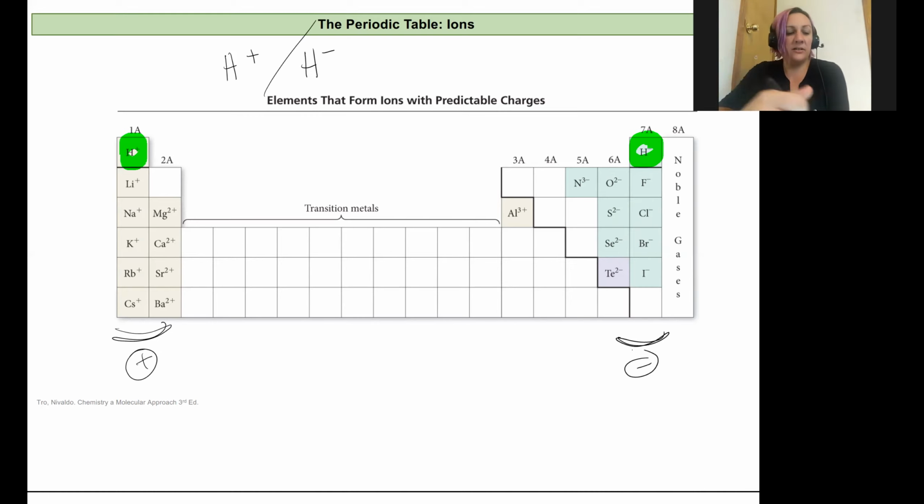And everything else that doesn't have an ion listed means that it really has more than one possible charge that it can typically form. And so there isn't like oxygen's always -2, even though oxygen is sometimes, well, anyway.